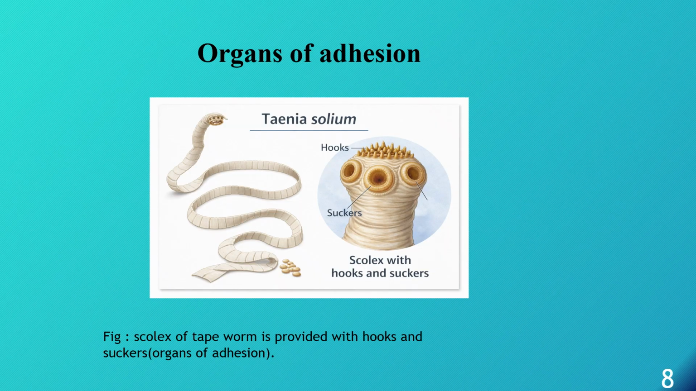So here we can see the organs of adhesion. In the case of Taenia solium, this is the scolex, and on the scolex you can see the central part, which is called the rostellum. This rostellum has two rows of hooks which are chitinous in nature, around 22 to 32 in number, and there are four suckers present. So all these are the organs of adhesion.